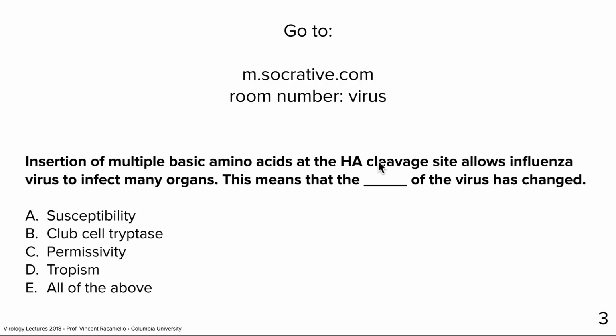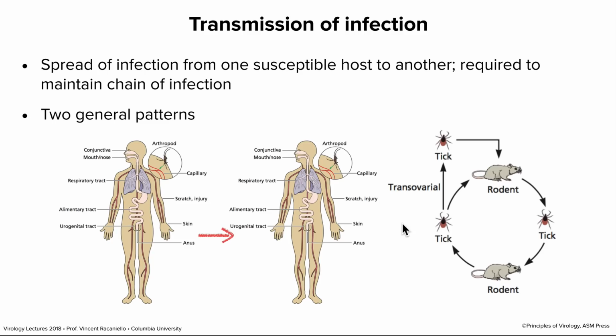The insertion of multiple basic amino acids at the HA cleavage site of these H5N1 viruses allows the virus to infect many organs, and the tropism has changed. It's been expanded. Now, so far we've talked about viruses entering a host, spreading throughout the host, infecting different tissues.